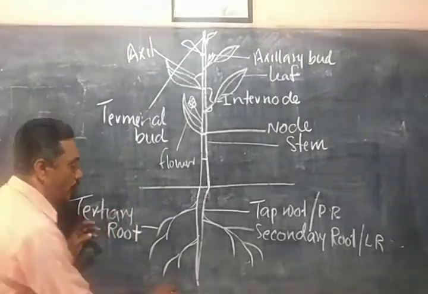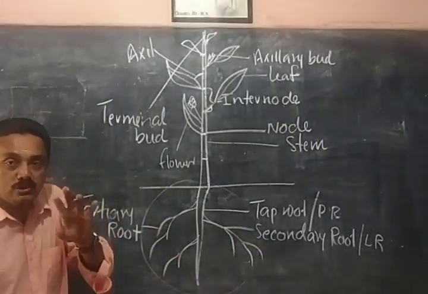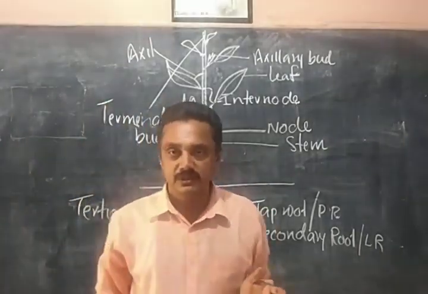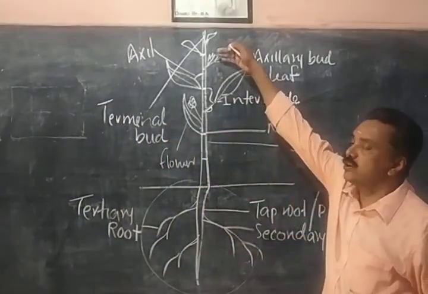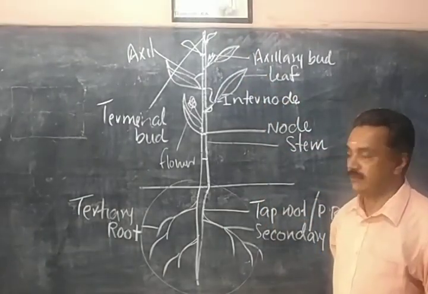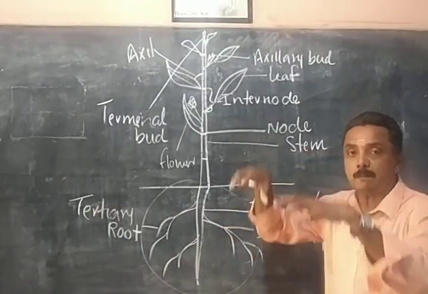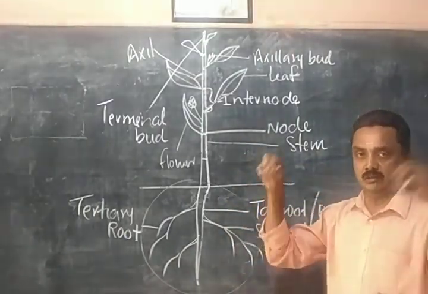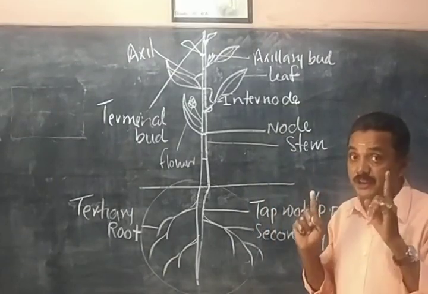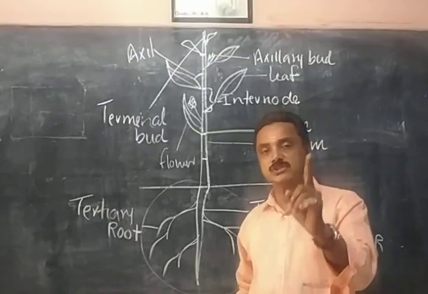And this total is called what? Root system. So root and root system are different. This is called a root system and this is called shoot system. And what is the function of root system? Root system helps in fixing the plant in soil and absorbing water and nutrients from the soil.